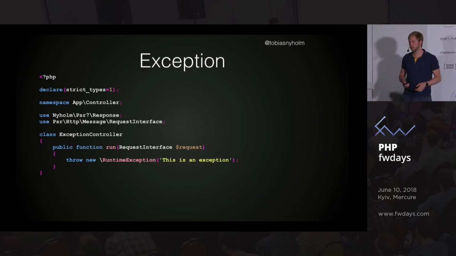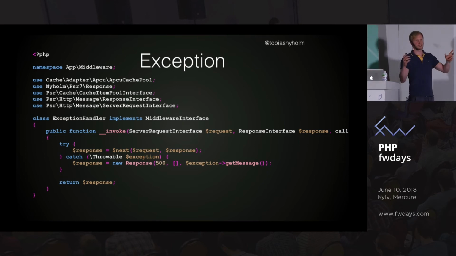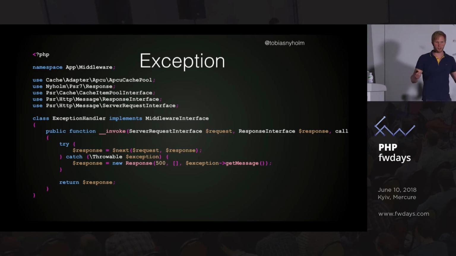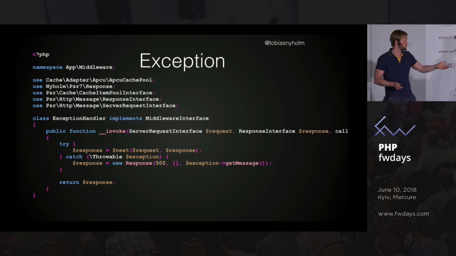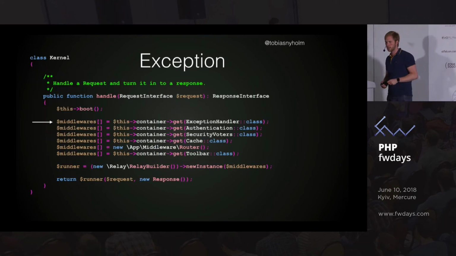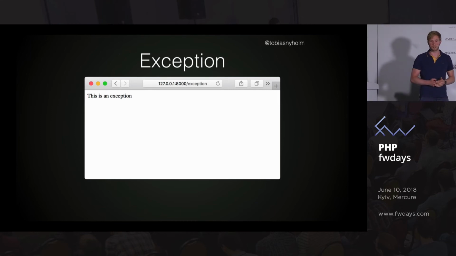And also, if I do something stupid, if I accidentally throw an exception, I want to have some help, right? So I want to do something like an exception handler or helper. It's a new thing, so I added a new middleware, and I just wrap everything in a try-catch. And if there is an exception, I catch it and just print the exception message. And I add this obviously first in my middleware chain, and I get the response like this if I visit this controller.